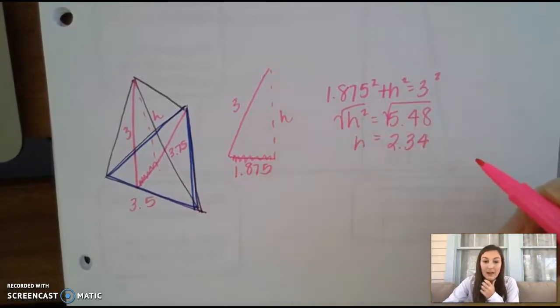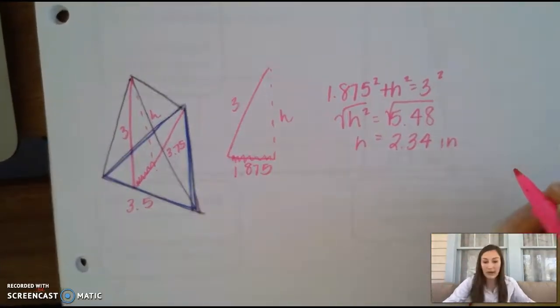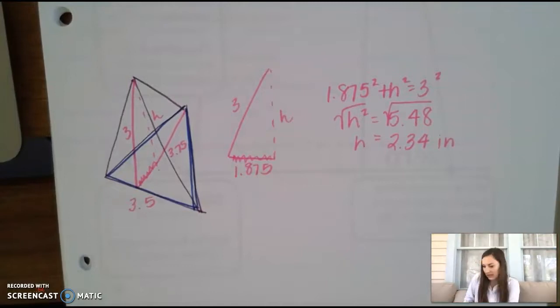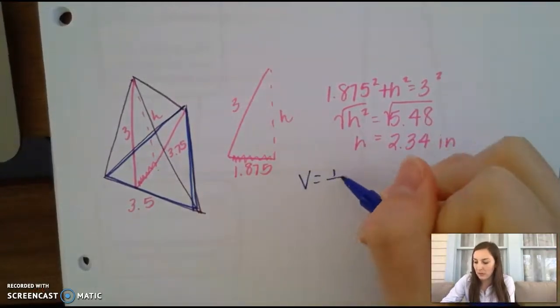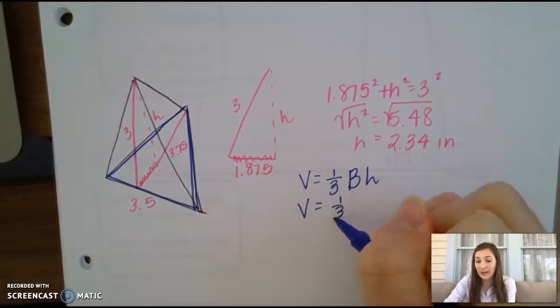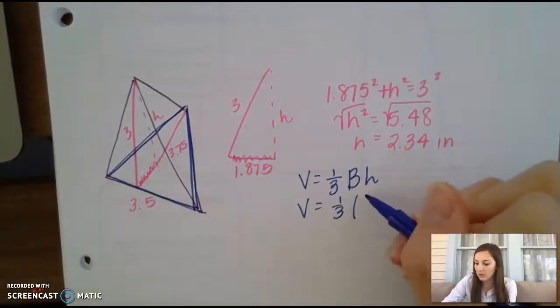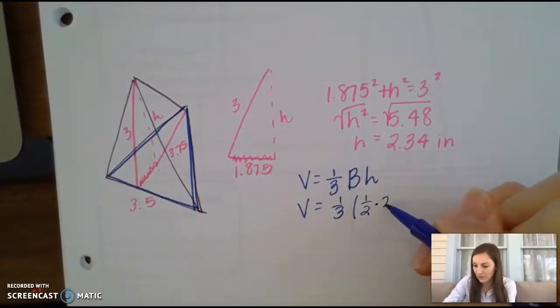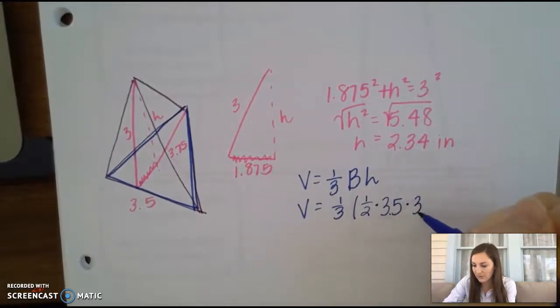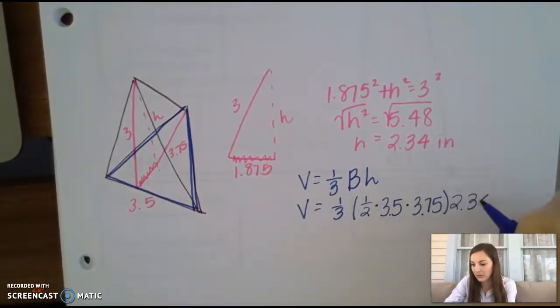2.34. So my height of my pyramid, meaning if I were to set this on the ground, it would be 2.34. This is all in inches tall. So now I go back to my formula, which is the volume is 1/3 the area of the base times the height. So 1/3, my area of the base is 1/2 base times height because it's a triangle. So 1/2 times 3.5 times 3.75. And my height I calculated is 2.34.